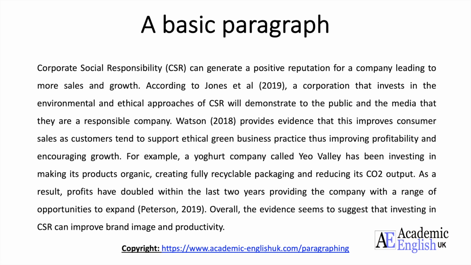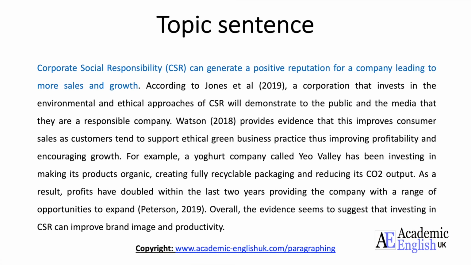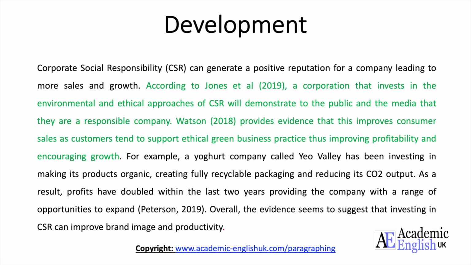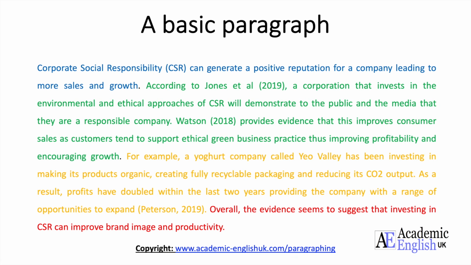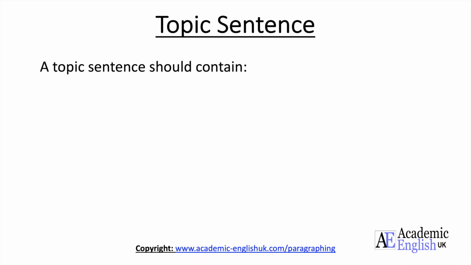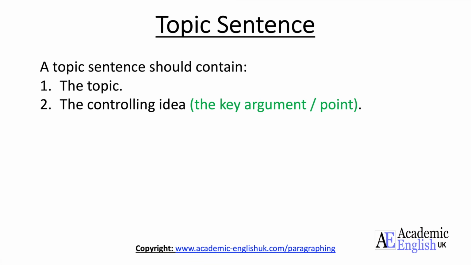Okay, hopefully you have identified it here: the topic sentence, the development, the example, and the summary. So generally, a basic paragraph can be separated into these 4 sections. Right now, we'll look at the topic sentence and its role in a paragraph. A topic sentence should contain number 1, the topic, and number 2, the controlling idea. This is your key argument or point.